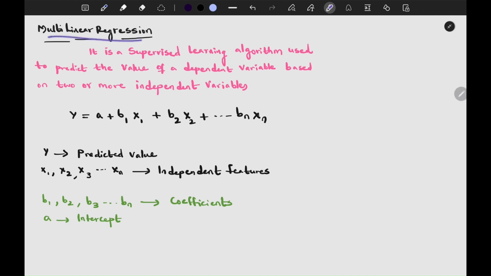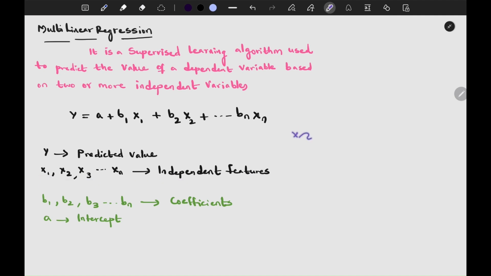So multilinear regression is an extension of simple linear regression. Instead of one feature, we use two or more independent variables to predict the target. Let's get into the basic formula of multilinear regression. Y equals a plus b1 into x1 plus b2 into x2, and so on, up to bn into xn. Here y is the predicted value and x1, x2, x3 till xn act as independent features.